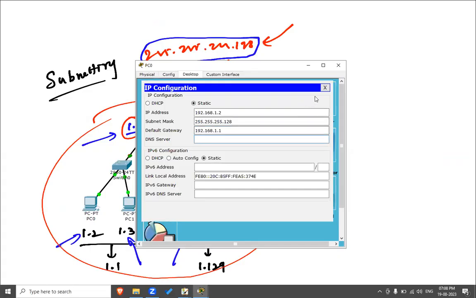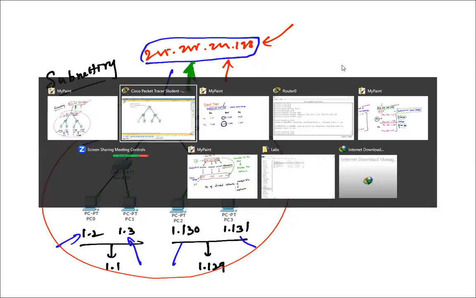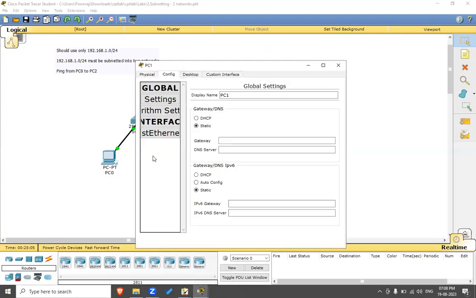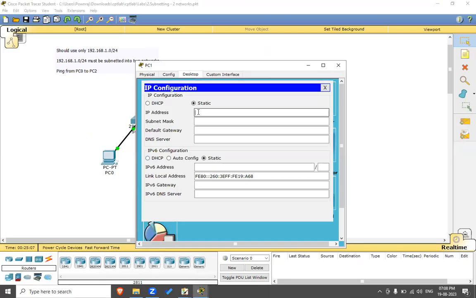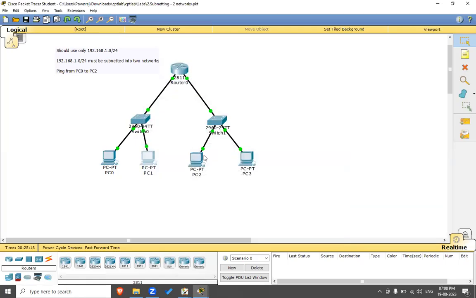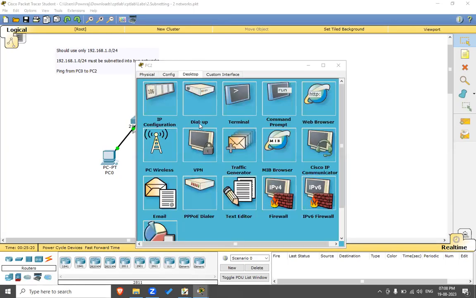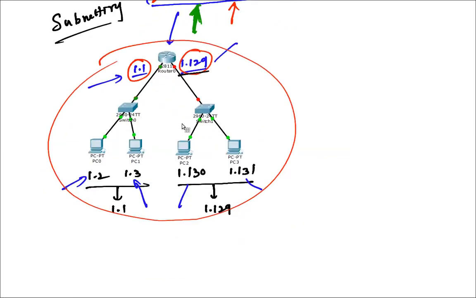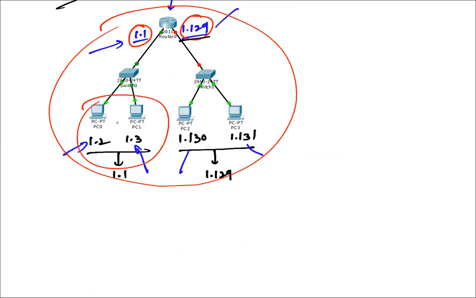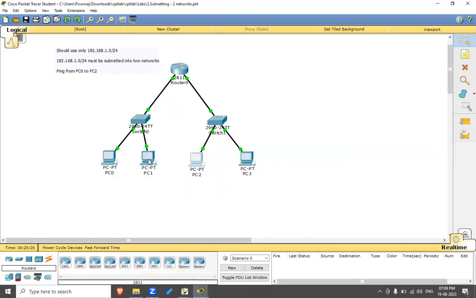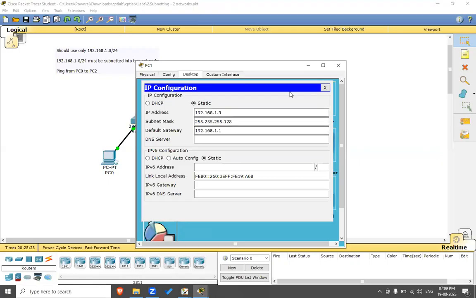So now let's go and configure the gateway, 192.168.1.1. Okay, good. Let's close this. Okay, we'll go to this PC. 192.168.1.3. 1.2 is already configured. 1.3, mask 128, gateway 192.168.1.1. Okay. Yes. Let's close this and go to the next PC. This time we configure these two guys. Okay. Yes. So let me check again. Yeah. So everything is configured.